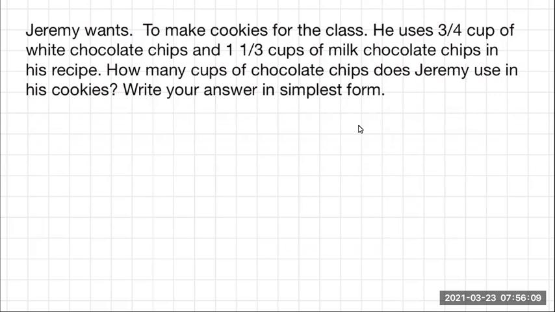Okay, so we are going to figure out what we need to do in order to solve this problem. So what strategy, what mathematical operation, addition, subtraction, multiplication, division, are we going to use to solve this problem? Well, we have white chocolate chips and milk chocolate chips, and he's putting them all together in his cookies. So we want to add our two fractions.